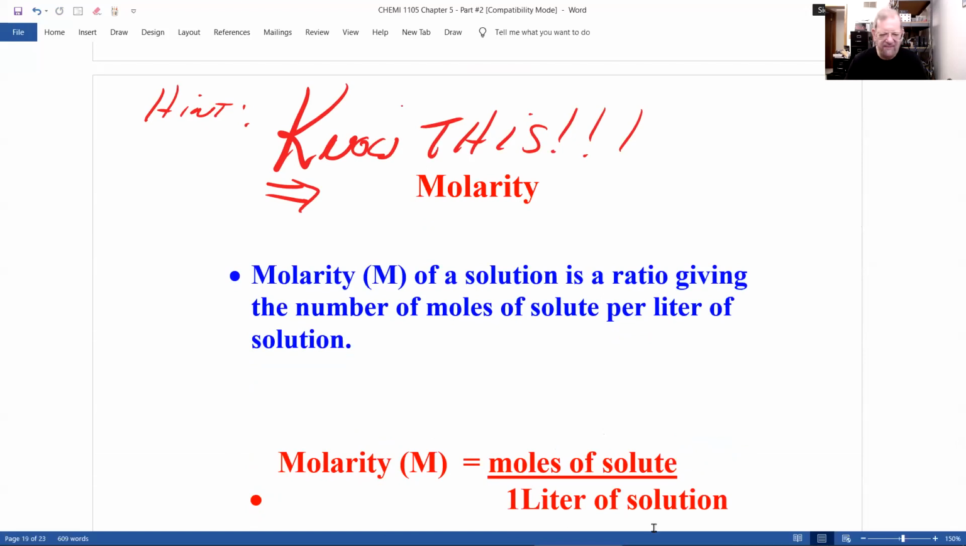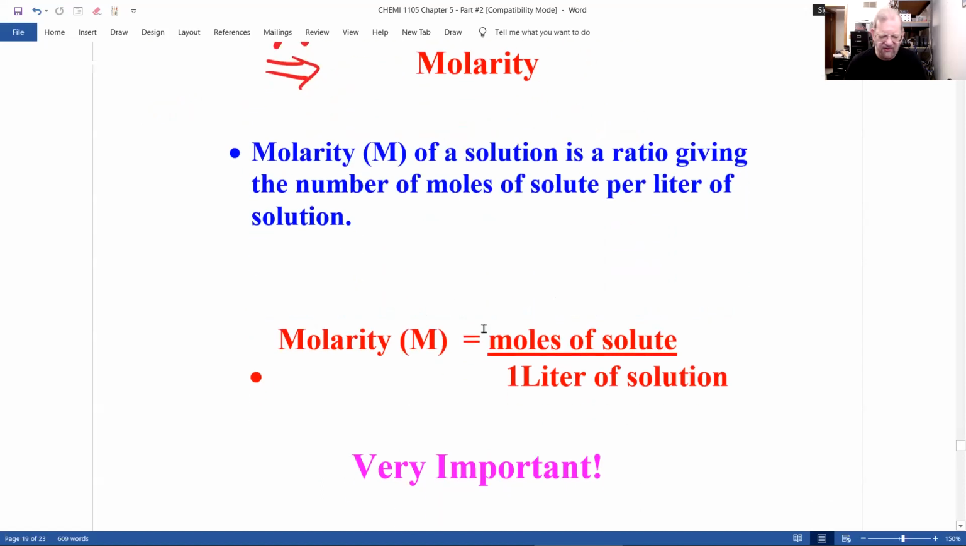Thank you, Rain. All right, now, molarity, which I talked about last week, but let's go over it. And then some new things I'm going to teach you today. Molarity is designated by capital M, of a solution, as a ratio giving the number of moles of solute per liter of solution.